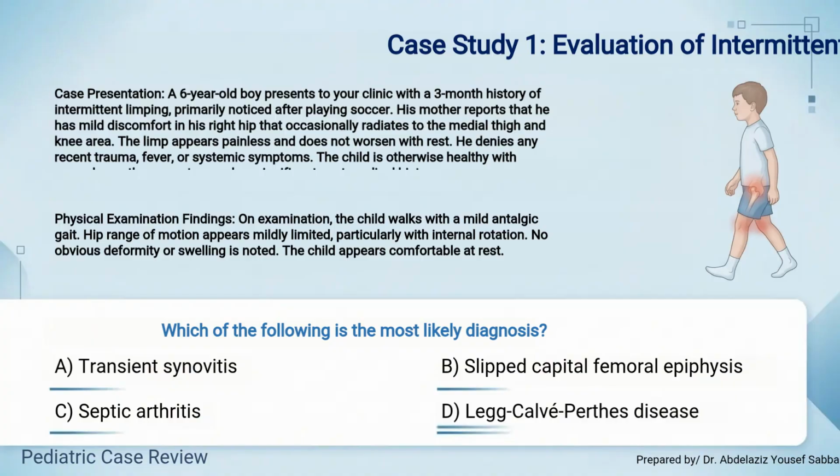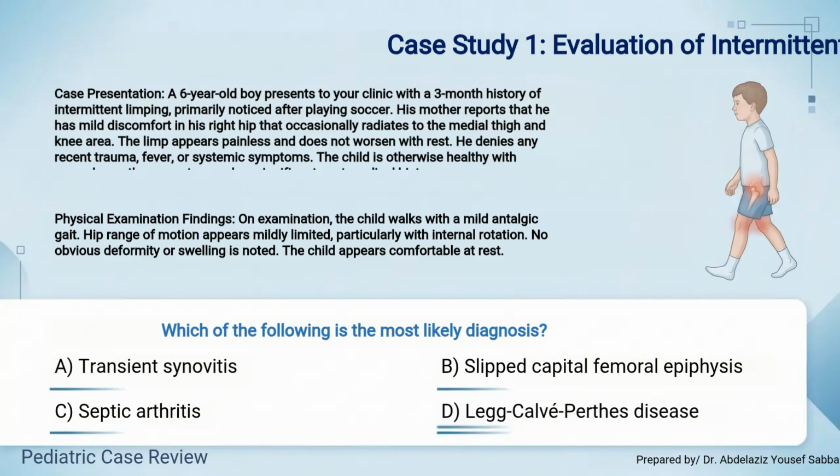Evaluation of intermittent limping. A 6-year-old boy presents to your clinic with a 3-month history of intermittent limping, primarily noticed after playing soccer. His mother reports that he has mild discomfort in his right hip that occasionally radiates to the medial thigh and knee area. The limp appears painless and does not worsen with rest. He denies any recent trauma, fever, or systemic symptoms. The child is otherwise healthy with normal growth parameters and no significant past medical history.